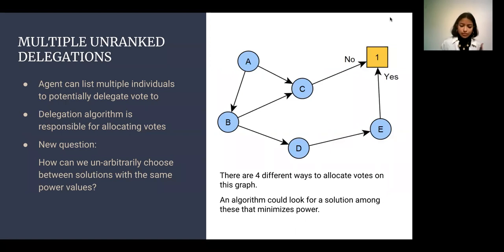So then another way to handle concentrated power is to look at multiple unranked delegations, because now in this case, we can try to find an approach that minimizes the maximum number of votes that any agent casts, without placing a hard cap and potentially disenfranchising voters.